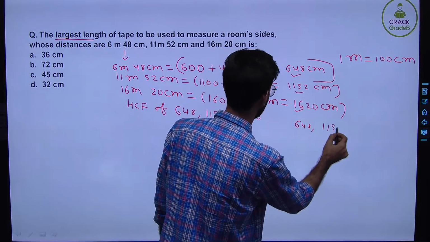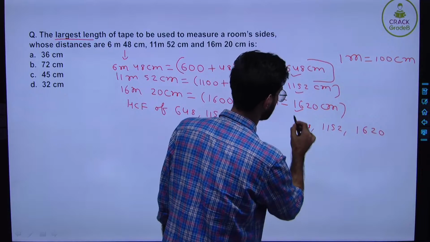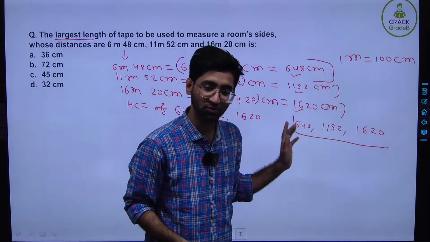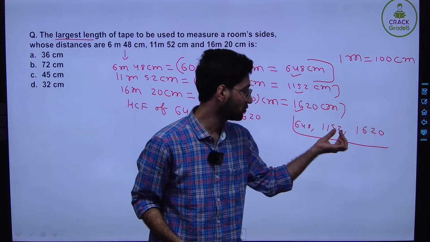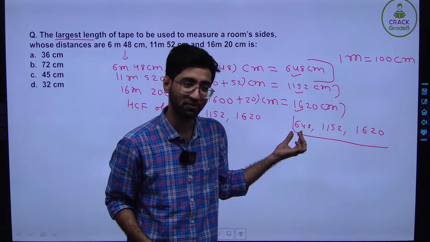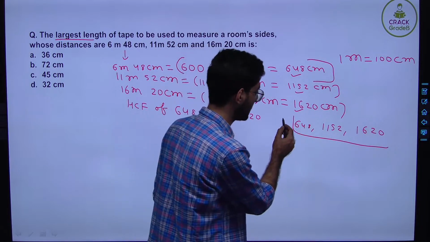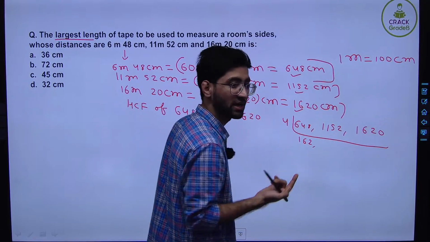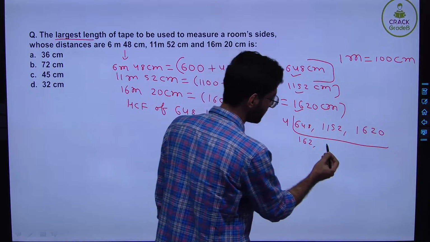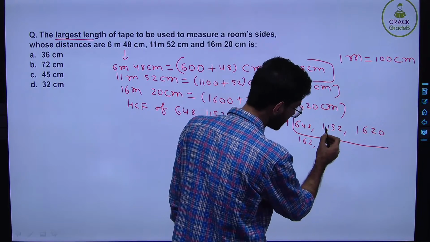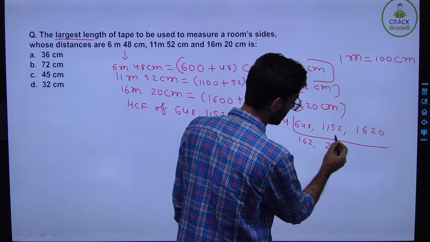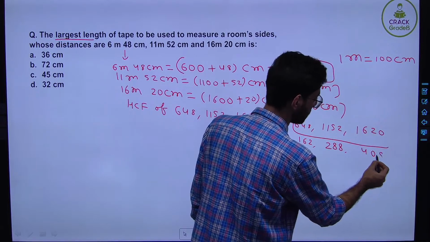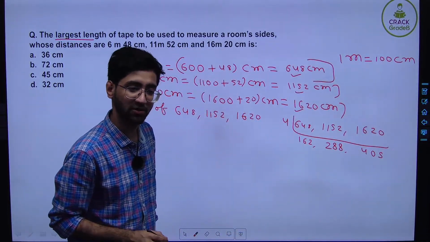648, then 1152, 1620. See, all the numbers are divisible by 4, or you can even divide by 2, right? But if you look at the last 2 digits, all the numbers are divisible by 4, which means we can directly divide by 4. 4 into 16, then 2. You must do that division, right? Then 4 into 2, 8, then 3, 5. So 4 into 8, 3, 2, 288. Then obviously 4 into 4, 0, 5. 4, 0, 5. Are you able to get this?